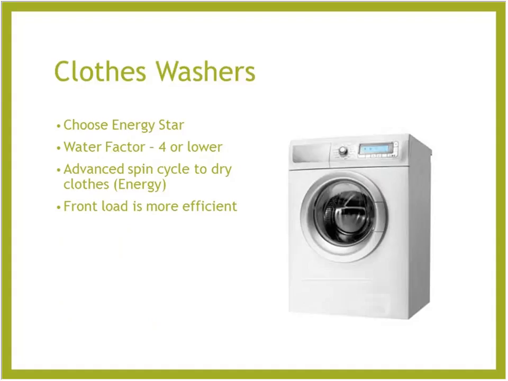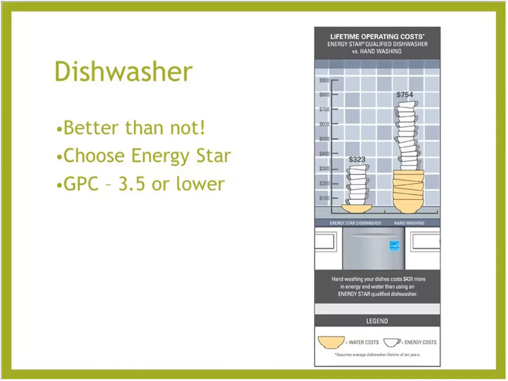Clothes washers: when you're helping your clients spec clothes washers, look for Energy Star and look for a water factor of 4 or lower. Look for ones that have advanced spin cycles, which are more in the energy category, but can help dry clothes so you don't have to run the dryer as long. And then just let your clients know that front loading versus top loading is much more energy efficient.